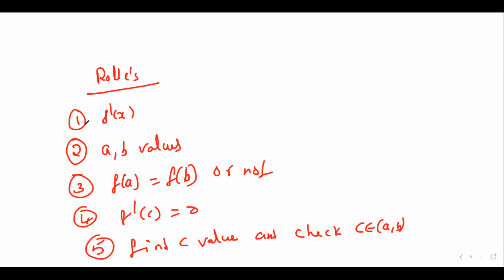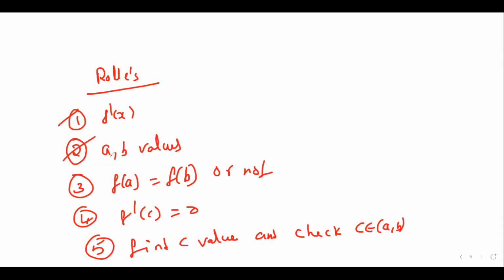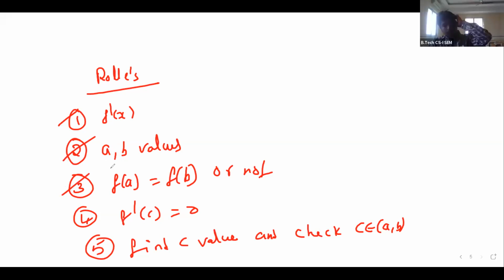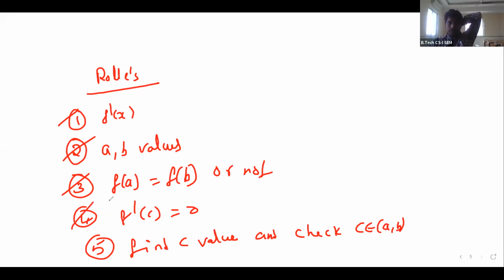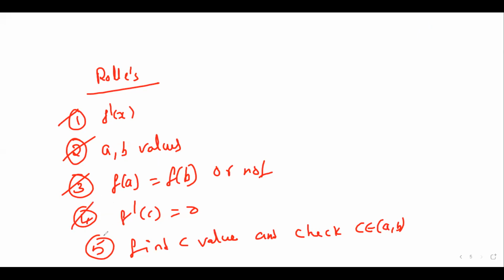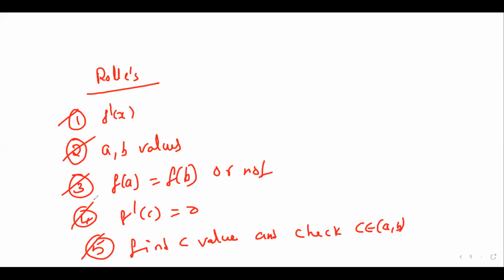Five. First step, f dash of x. Second step, a and b values. Third step, f of a is equal to f of b or not. Fourth step, f dash of c equal to 0, from that you have to find c value and check that c should lie between a and b. ఇప్పుడు చూడకుండా చెప్పండి, what is the first step?